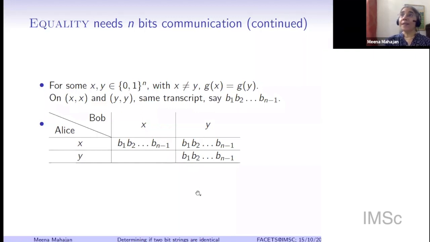If the protocol says that the next bit is going to come from Bob, then what is Bob's view so far? Bob's view so far is that Bob knows Y and Bob doesn't know X, but Bob knows a little bit about X, which came from B1. B1 was sent by Alice. It had some information about X in it. But in both these cases, because inductively we have said that the first bit is the same, Bob knows exactly the same thing about X in both cases. So the next bit sent by Bob will have to be the same. So the next bit will again be B2.